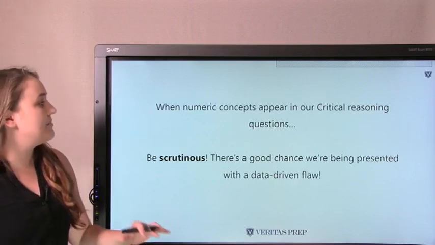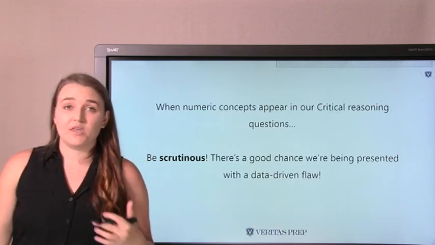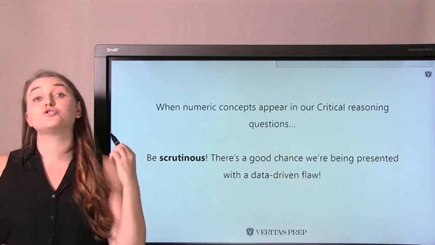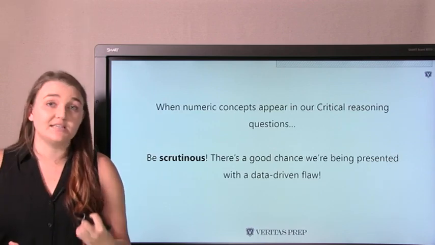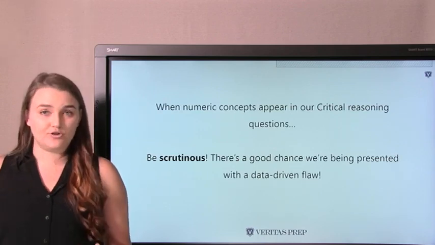So we want to keep in mind that when numeric concepts appear in our critical reasoning questions, we want to be really scrutinous, because there's a good chance that we're being presented with some sort of a data-driven flaw.